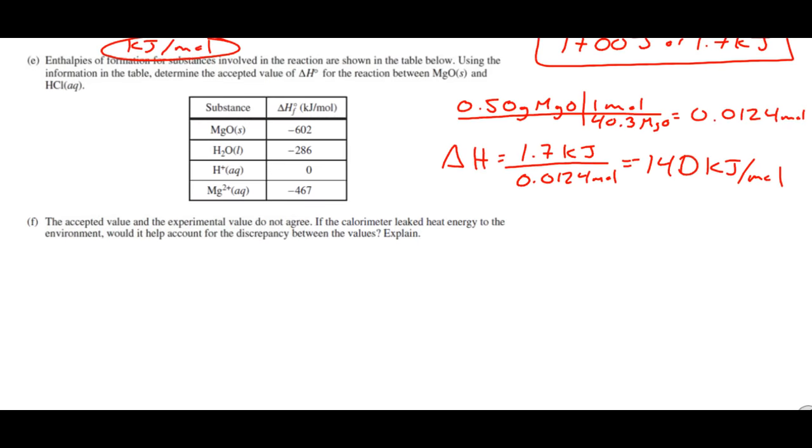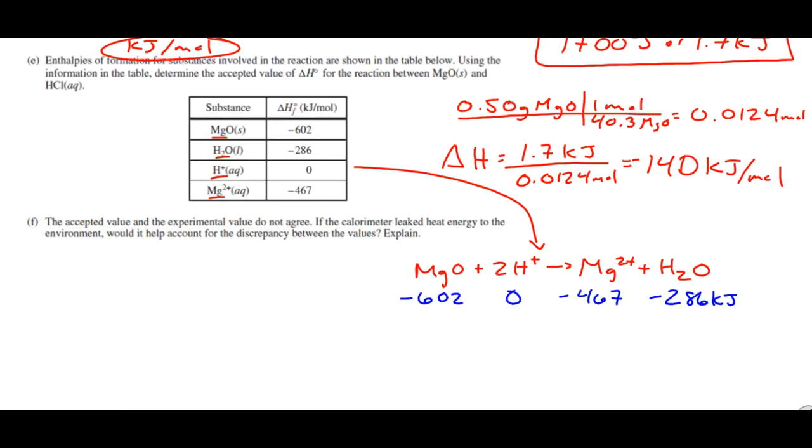Letter E, it gives us some enthalpies of formation for substances involved in the reaction, shown in the table below. Using the information in the table, determine the accepted value of change in H for the reaction. Okay, so right away you should recognize that all these values are from my balanced equation, which looks like this. And what we need to do is apply those numbers to each species in that chemical reaction. So that would look like this.